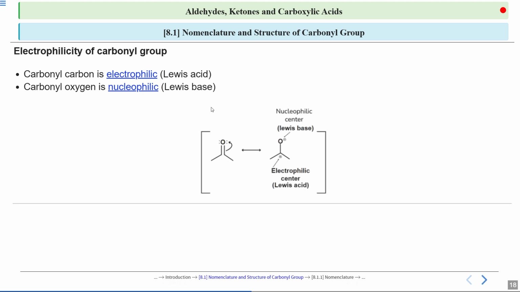If you look at this structure, this is a neutral molecule, and this oxygen bears a negative charge and this carbon bears a positive charge. So this is an electrophilic center, or we can call it a Lewis acid. And this behaves as a nucleophilic center because oxygen has electron density towards itself.